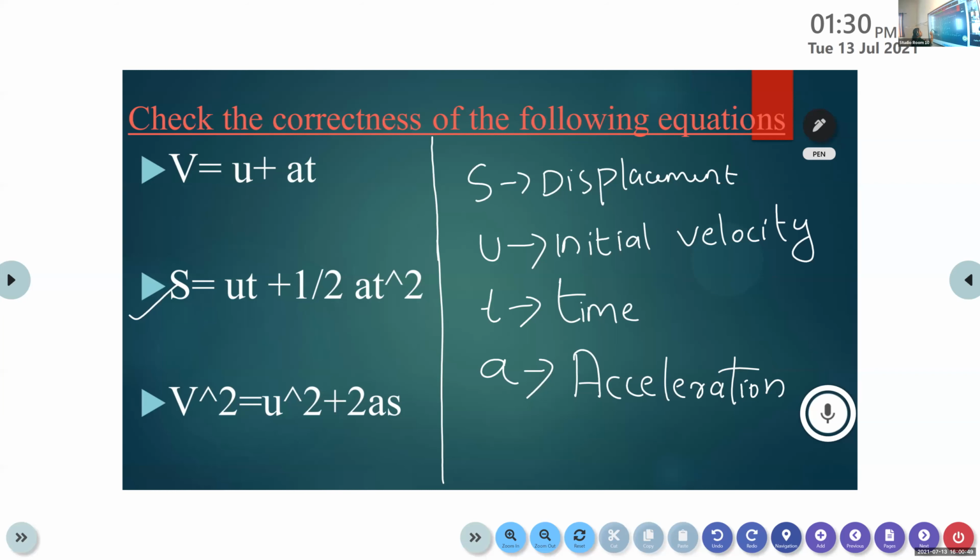This is the second equation of motion, that is the displacement time relation. Here the term S represents the displacement of the moving object. U is the initial velocity, T is the time, and A is the acceleration. Now you can apply the principle of homogeneity in order to check the correctness of the equation.